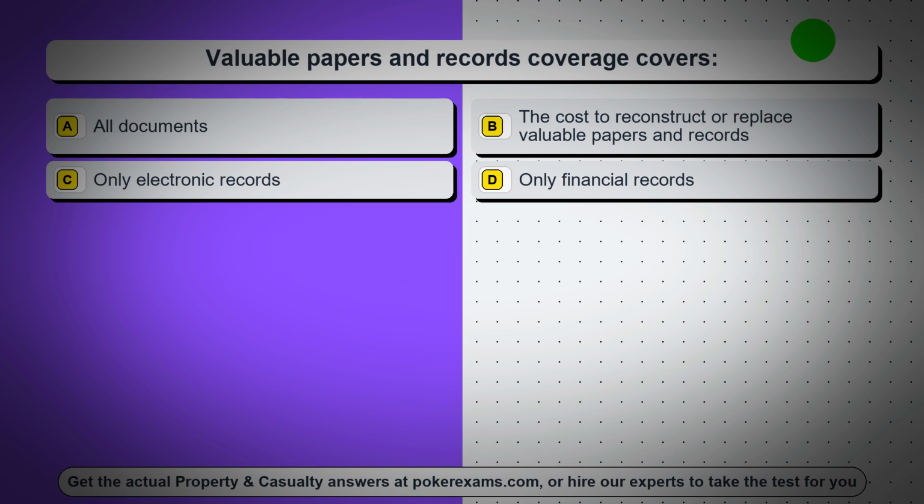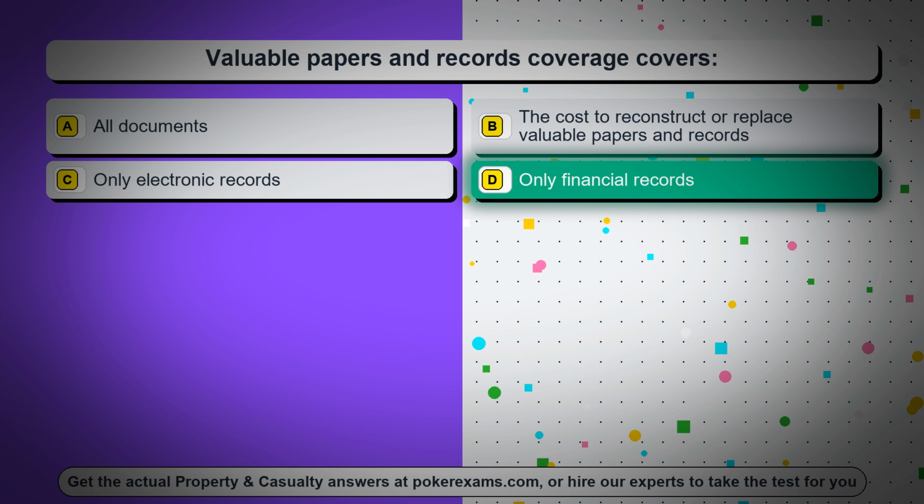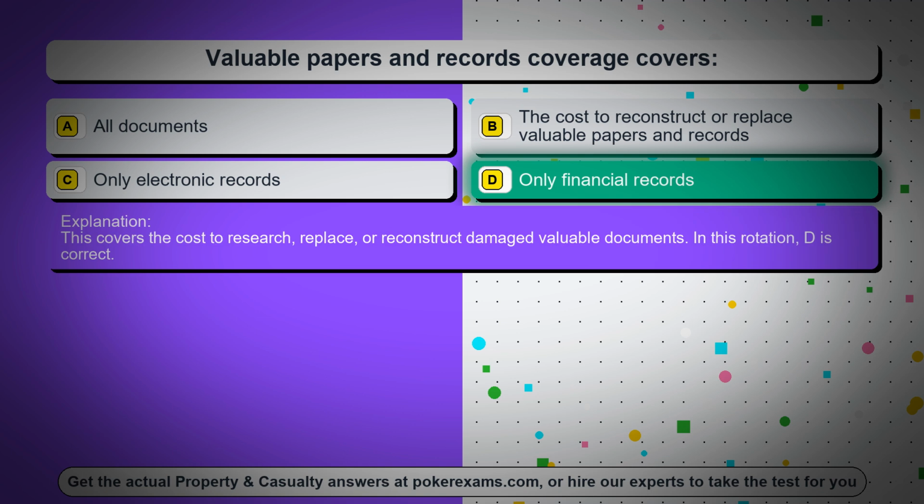Question 78. Valuable papers and records coverage covers: Option A, all documents. Option B, the cost to reconstruct or replace valuable papers and records. Option C, only electronic records. Option D, only financial records. The correct answer is option D, only financial records. This covers the cost to research, replace, or reconstruct damaged valuable documents. In this rotation, D is correct.